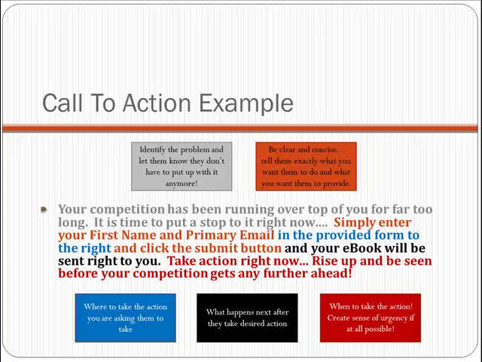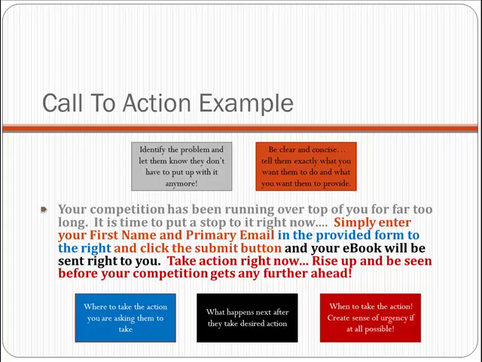The orange: be clear and concise. Tell them exactly what you want them to do and what you want them to provide. Let's see if we've done that. Simply enter your first name and primary email. That's pretty specific. We're not just telling them an email, we're talking about their primary email, which puts in their mind that they've got to enter their best one to make sure that they get this product. So you could have said, simply enter your first name and primary email to ensure that you get this product, if you wanted to go a little bit farther.